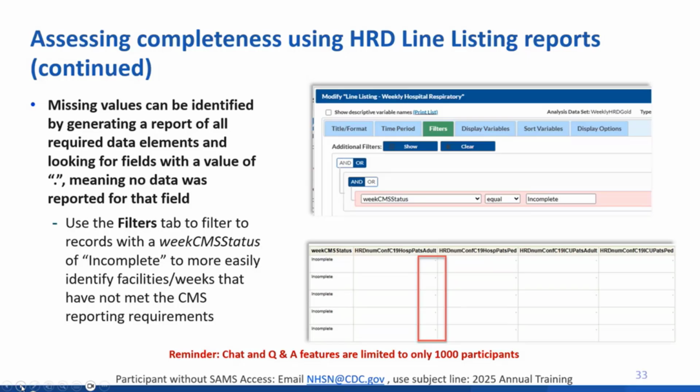And how you can produce this report is that you can use the filters tab to filter for records with a week CMS status variable of incomplete. What that's going to do is help you more easily identify the facilities or weeks that did not meet the CMS reporting requirement. So when you run that report, instead of having all of your weeks with complete and incomplete in that week CMS status, it'll produce a report that has a week CMS status of just incomplete. So you can then drill down to those specific weeks to see what data may be missing.